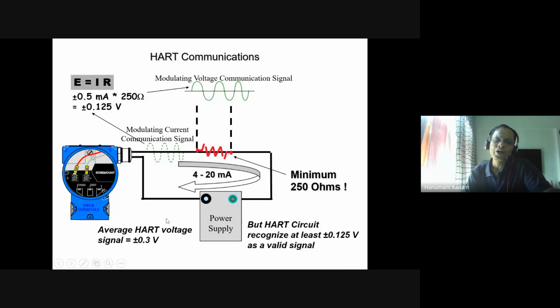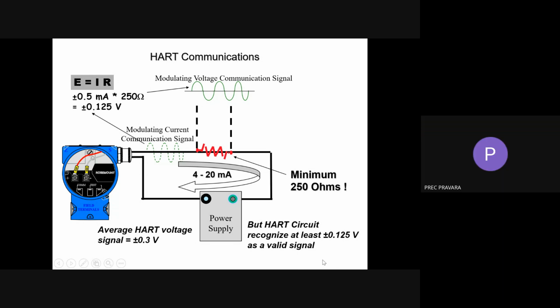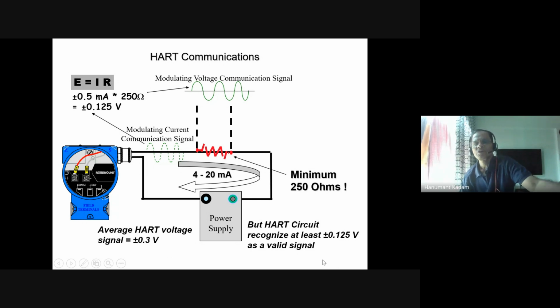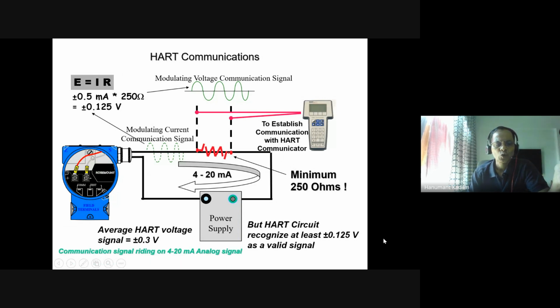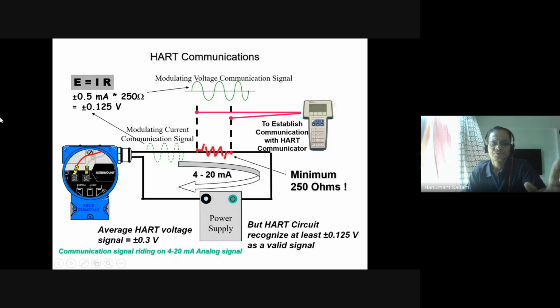So why is 250 ohm needed here? When we connect the communicator here, this is a HART communicator. Yesterday we briefly discussed the 250 ohm. To establish communication with HART, 250 ohm is required here. So the communication signal is riding on the 4 to 20 milliampere analog signal. That's what happens here.